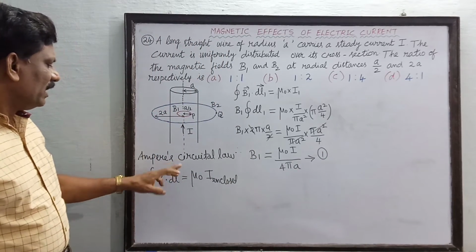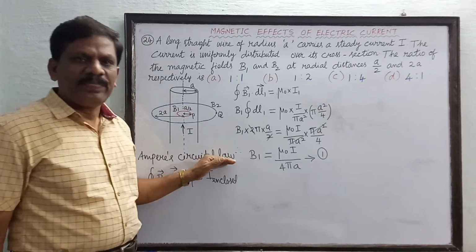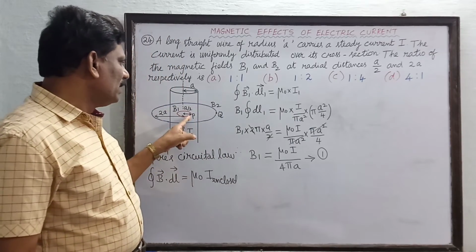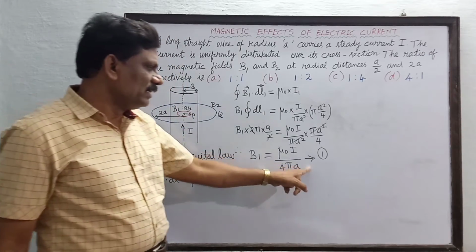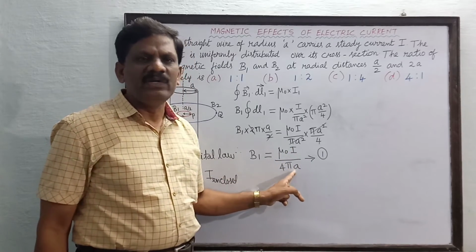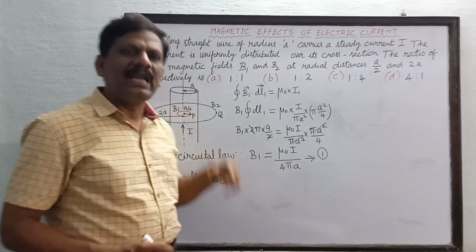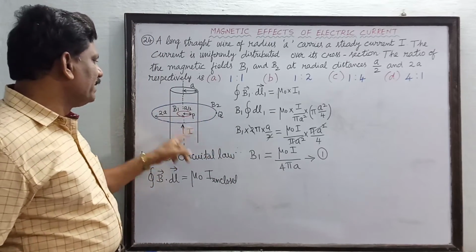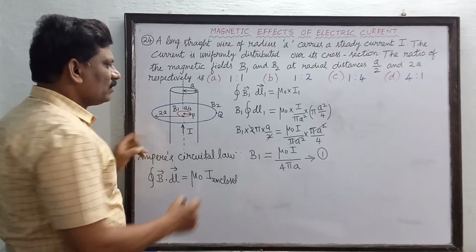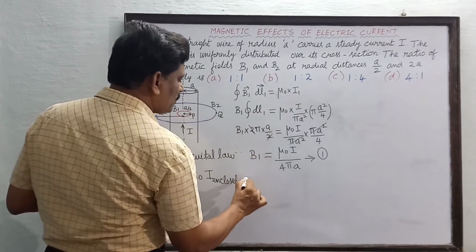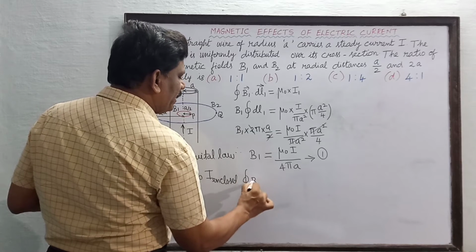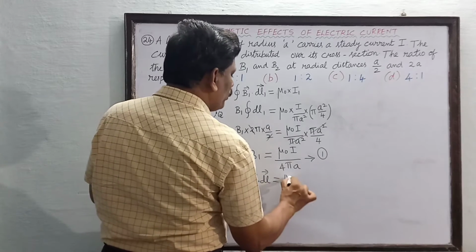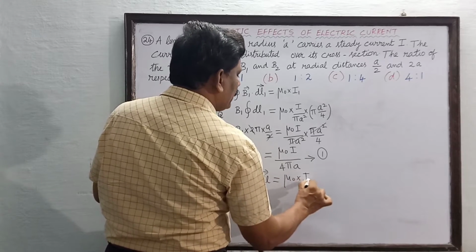So applying this Ampere circuital law to the smaller loop, the magnetic field B1 at the point P, we have found, is mu naught I divided by 4 pi a. The same I am going to apply for the larger Amperian loop which passes through the point Q, such that its radius is 2a. I am going to follow the same sequence of equations. So this is the line integral B dot dl, which is equal to mu naught into the current I2.